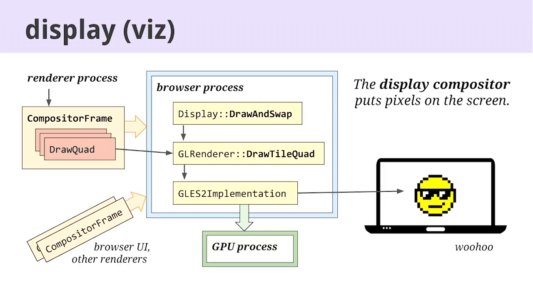And on most platforms, the display compositor's output is double buffered, so those quads draw into a back buffer, and then we have a swap command that makes it visible. On some platforms, like on Mac, that buffering happens inside the operating system using core animation. But the end result of display compositing is that our pixels are finally on the screen where the user can see them.